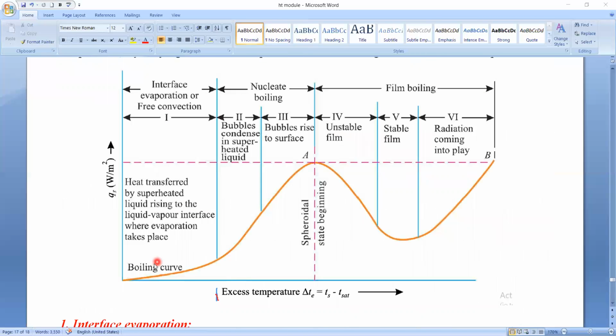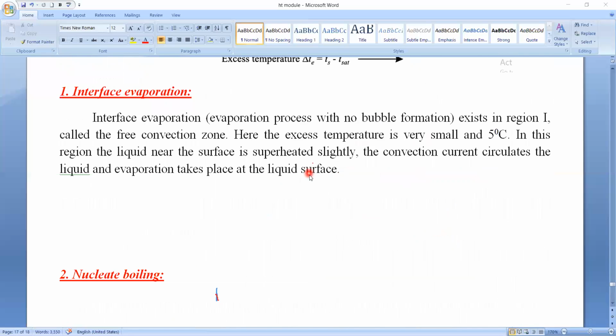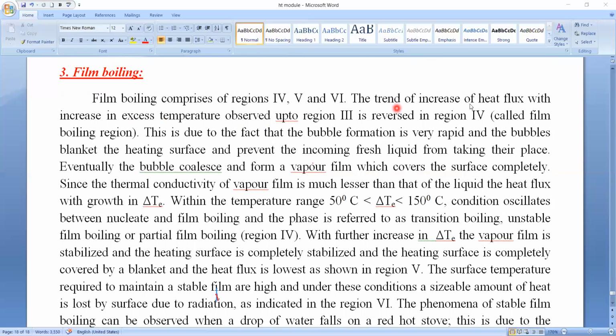So the trend of increase in the heat flux with the increase in the excess temperature is observed up to the nucleate boiling, up to the point A. But upon further increasing, it is observed to the region 3 and is reversed in region 4, called film boiling.